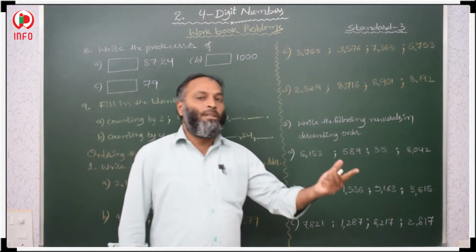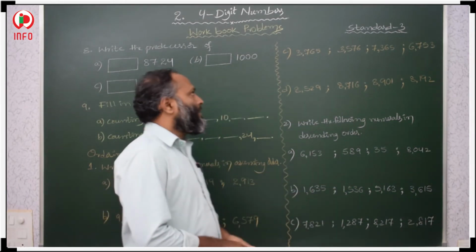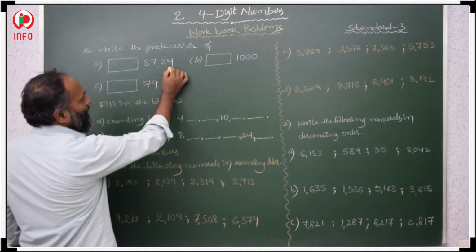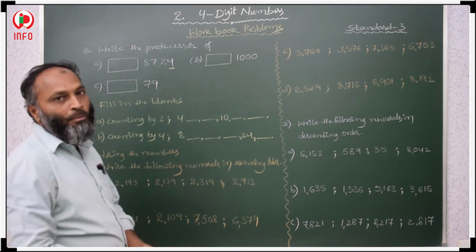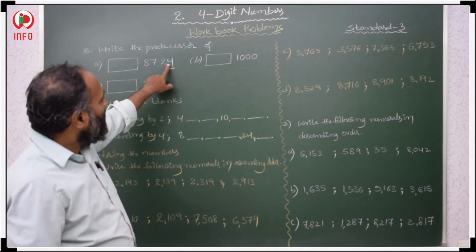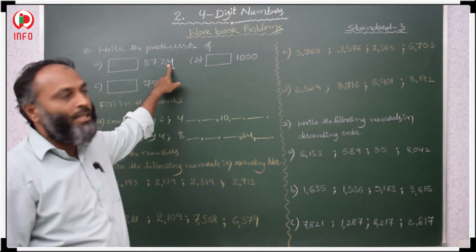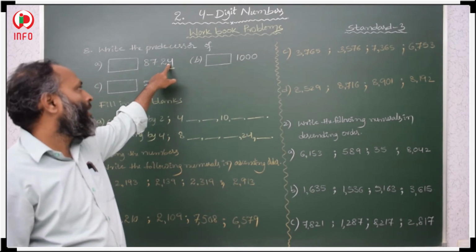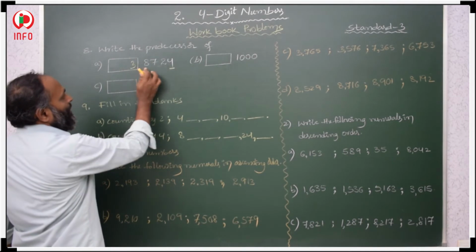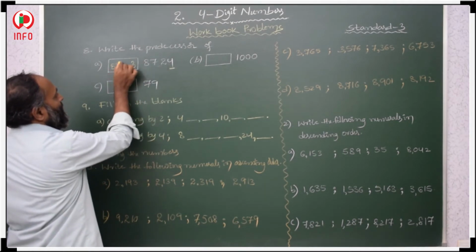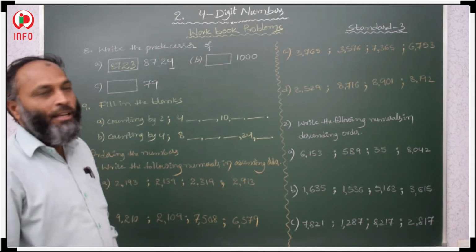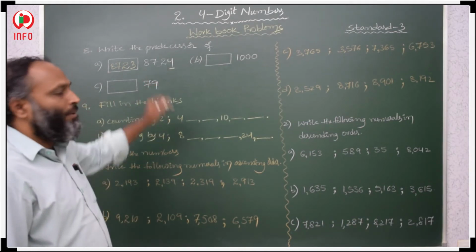Successor means after the number. Here the question is asking for the predecessor. The number before, we have to write. Here 4 is there. The number before 4 is 3. So we just have to check the ones digit. What is there in the ones place? 4 is there. So we have to decrease 1. 3. Then the rest is the same. 8,723. This is the predecessor of this number.